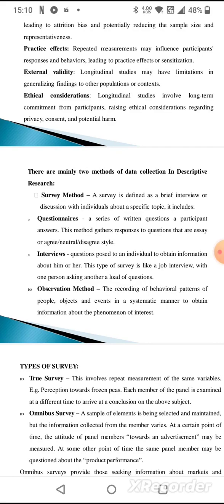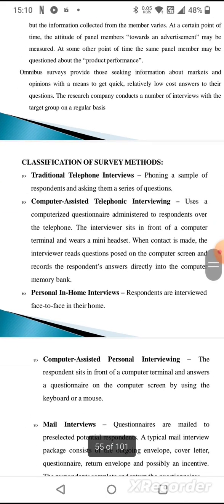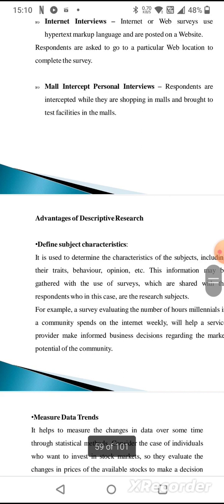Next are the types of survey, like the true survey and the omnibus survey, wherein you take the survey one time, or at regular intervals. And you also have different means of doing the survey, that is, through traditional telephone interviews or computer-assisted telephone interviews. And then you have personal in-home interviews, personal interviews with computers, mail interviews and all such. Okay, so these are the different methods through which we conduct the interviews. And then advantages and disadvantages.